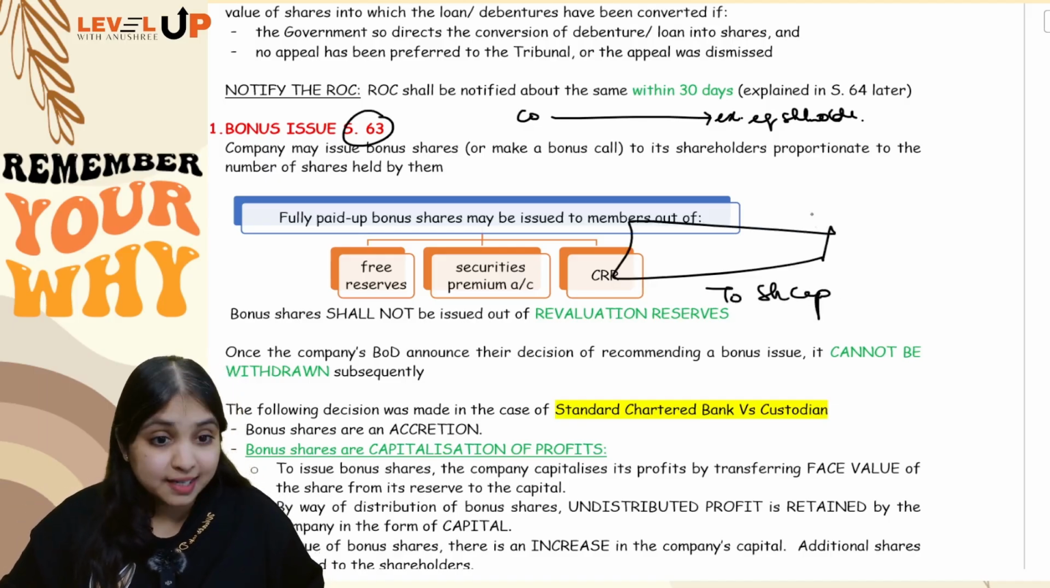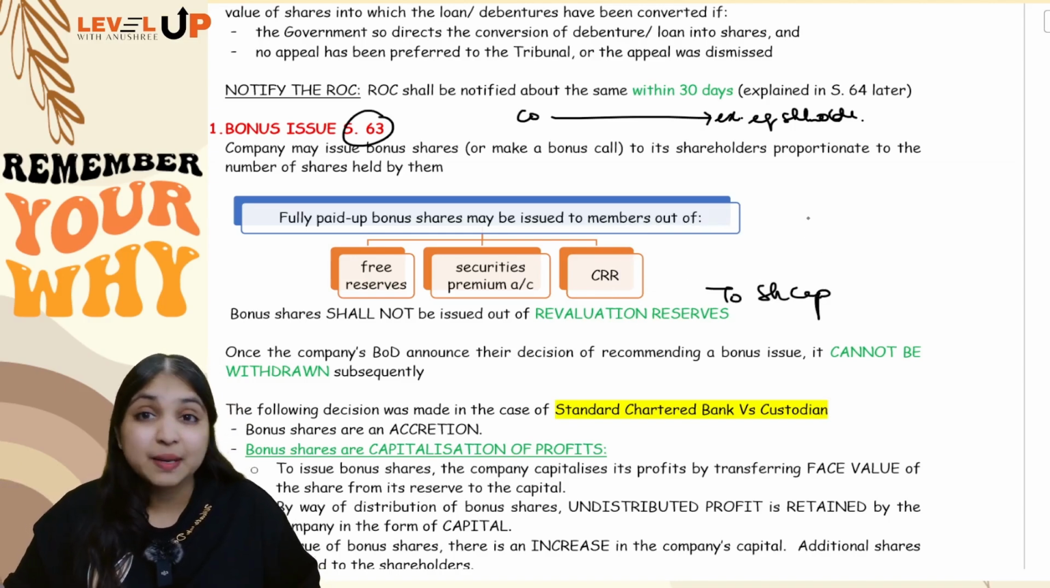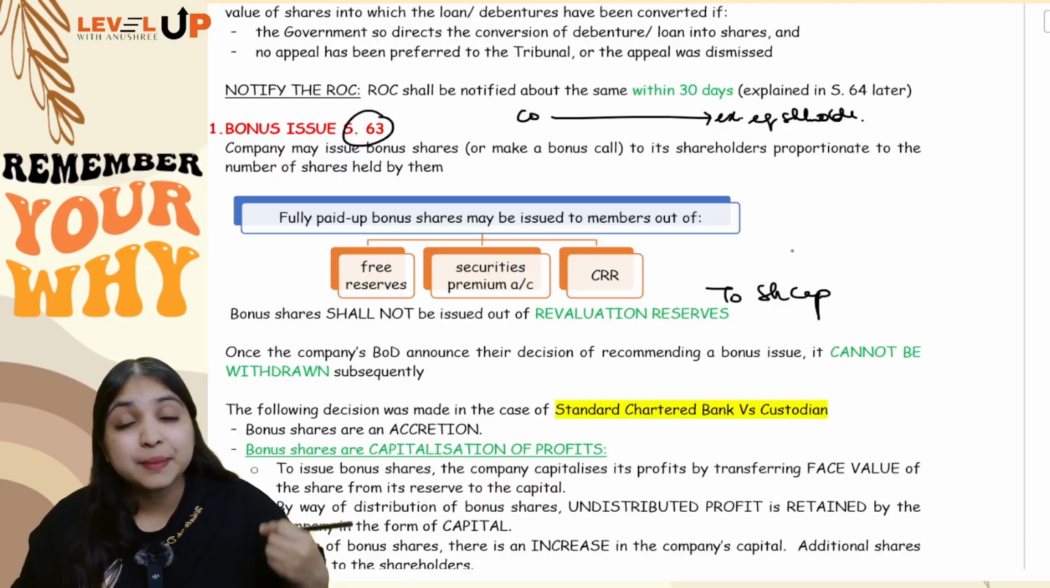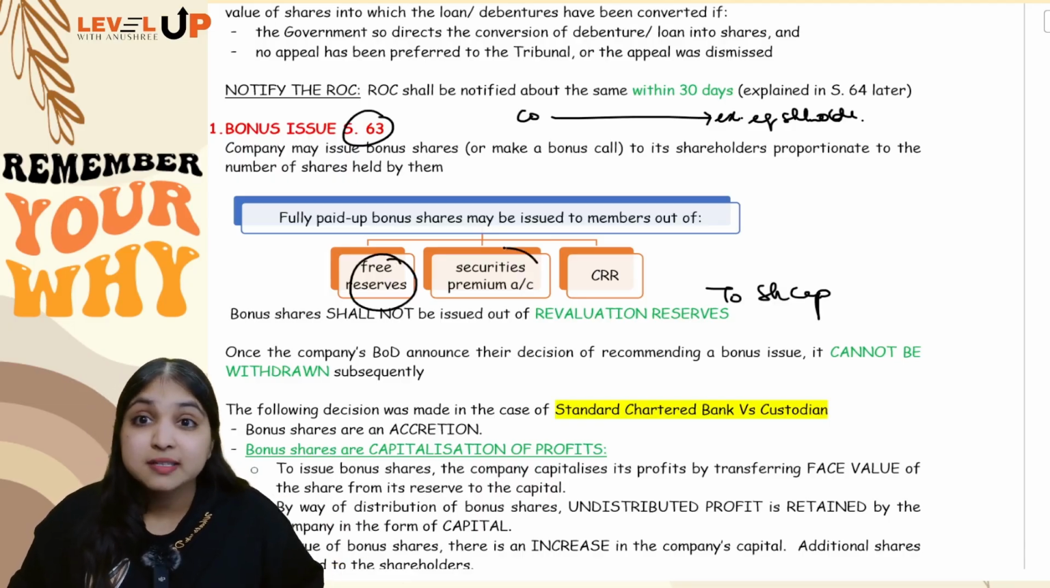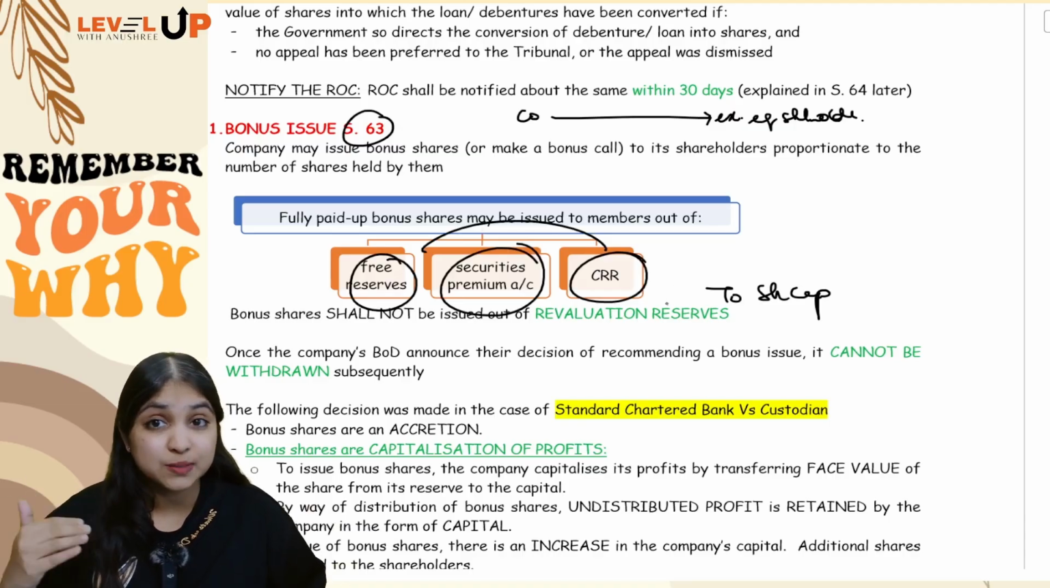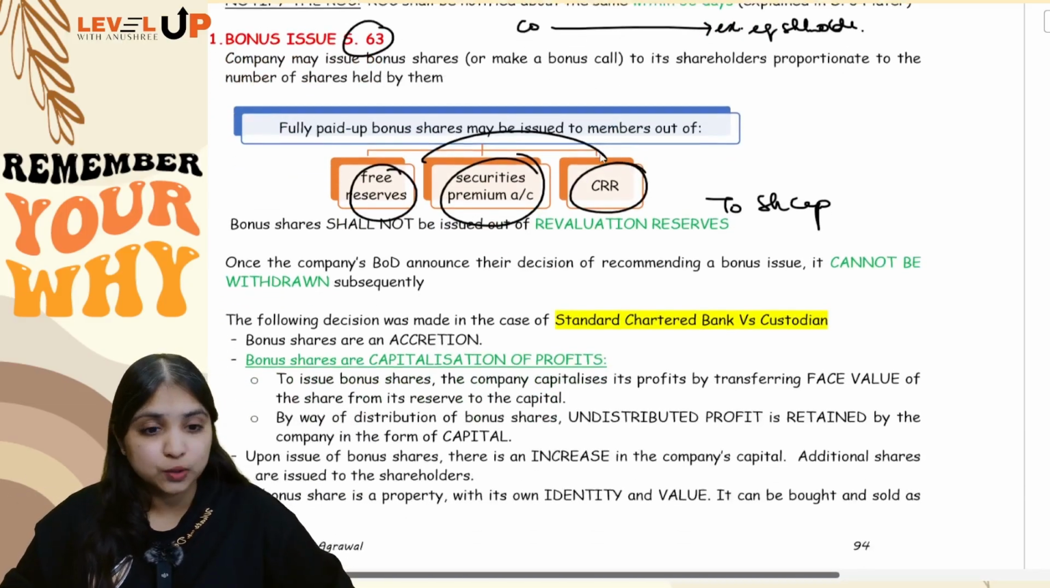But what will we debit? We can't debit money, we can't debit cash or bank because no money is coming in. So what will we debit? We will debit our reserves like free reserves, securities premium or CRR. Any of these we can debit, but we can't debit revaluation reserve.